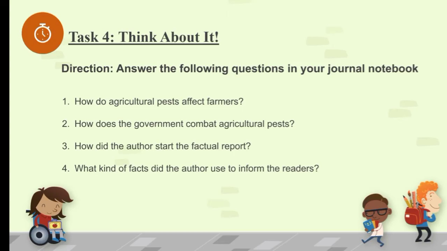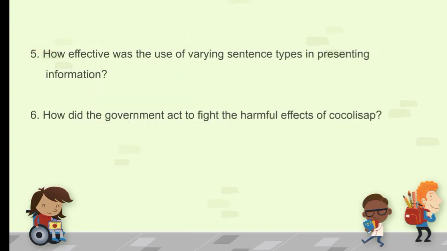First question: how do agricultural pests affect farmers? Number 2. How does the government combat agricultural pests? 3. How did the author start the factual report? And 4. What kind of facts did the author use to inform the readers? Number 5. How effective was the use of varying sentence types in presenting information? And number 6. How did the government act to fight the harmful effects of kokolisap?